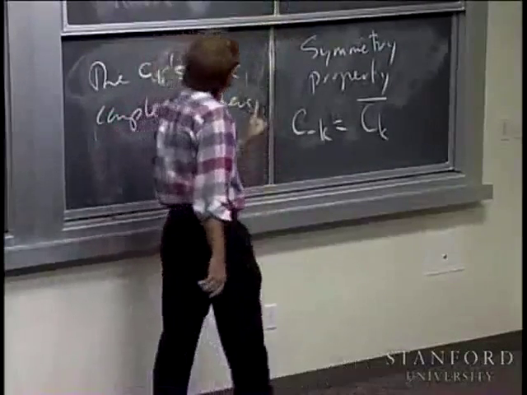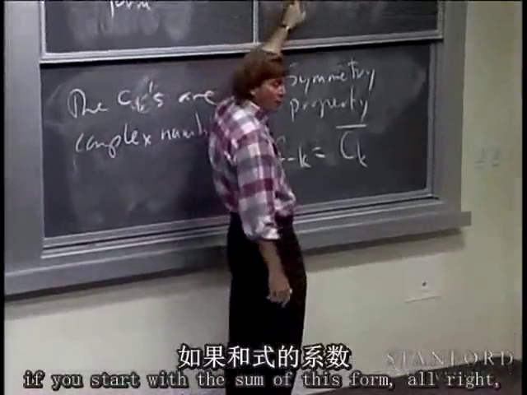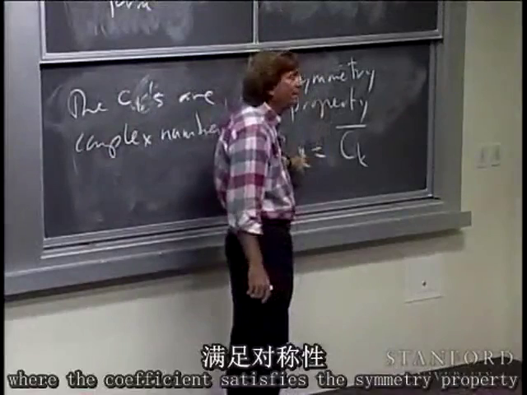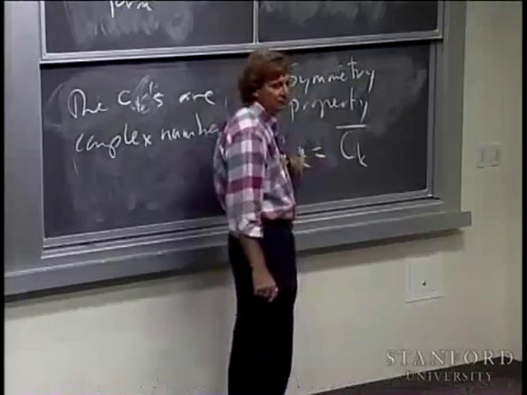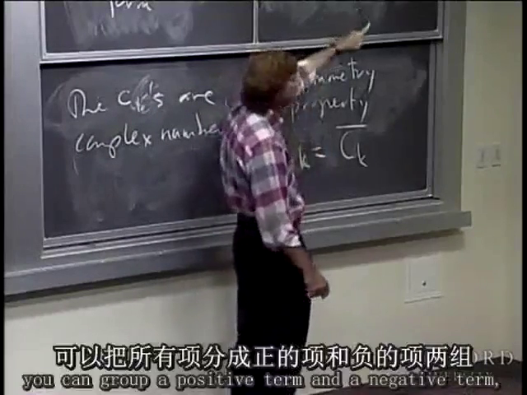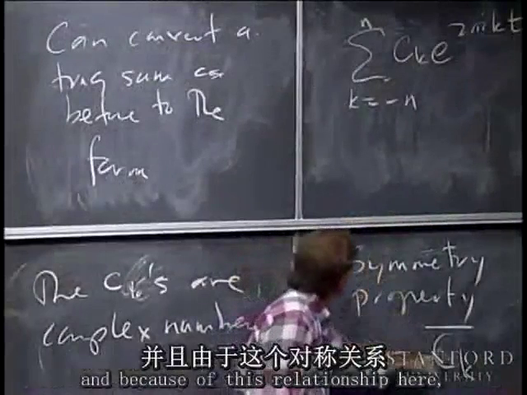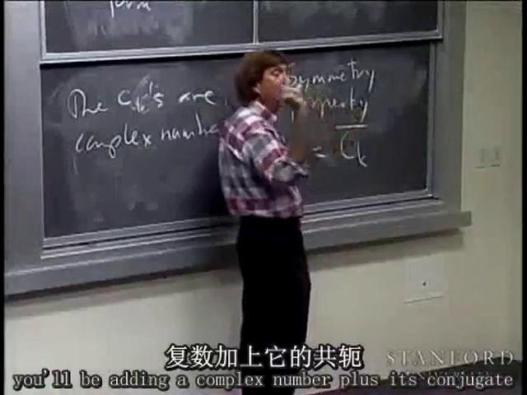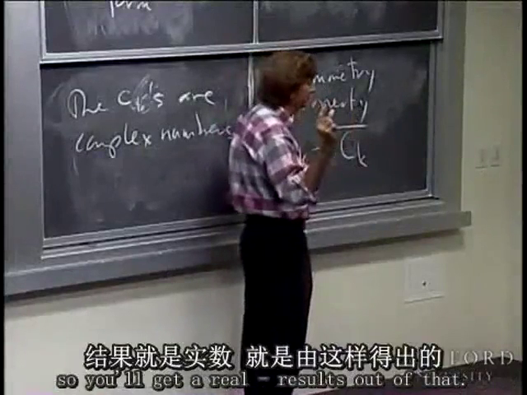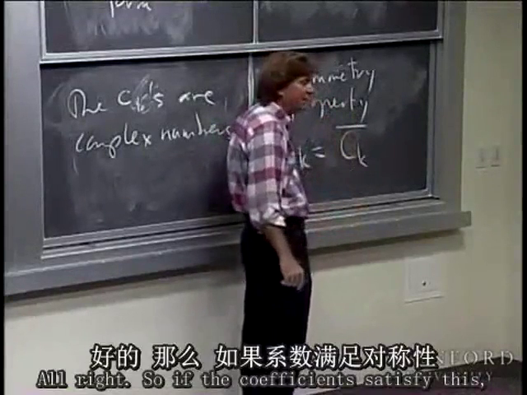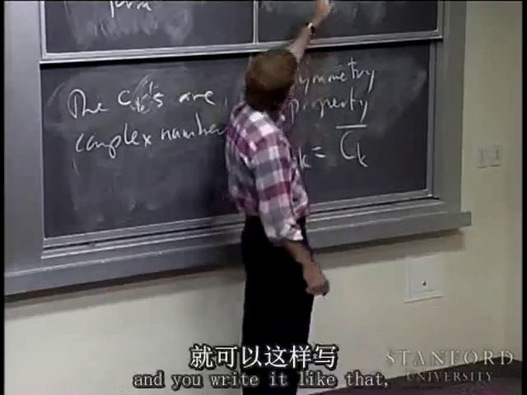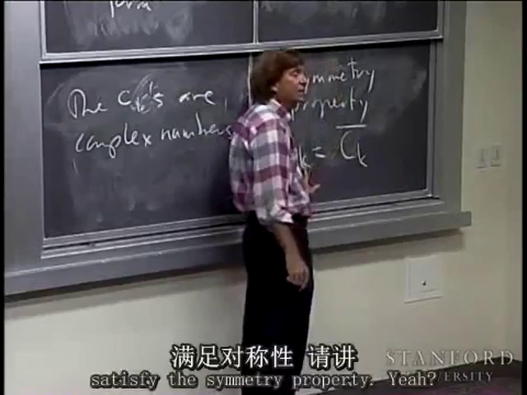All right. Conversely, if you start with the sum of this form, where the coefficients satisfy the symmetry property, then the total sum will be real. That's because you can group a positive term and a negative term, and because of this relationship here, you'll be adding a complex number plus its conjugate, so you get a real result out of that. All right? So if the coefficients satisfy this, then the signal is real. Conversely, if the signal is real and you write it like that, then the coefficients have to satisfy the symmetry property.